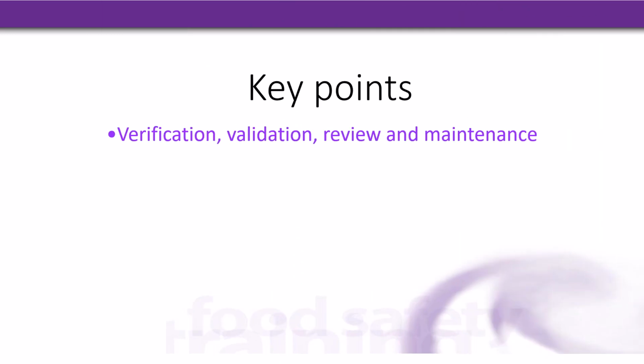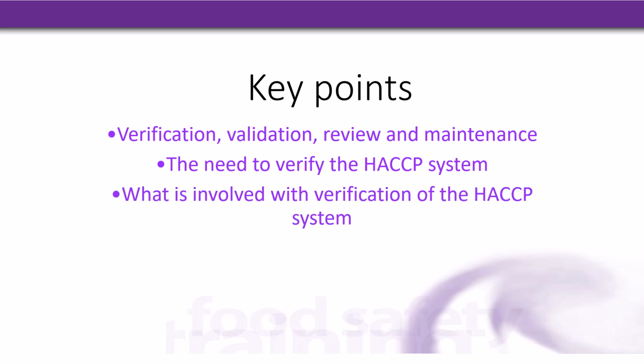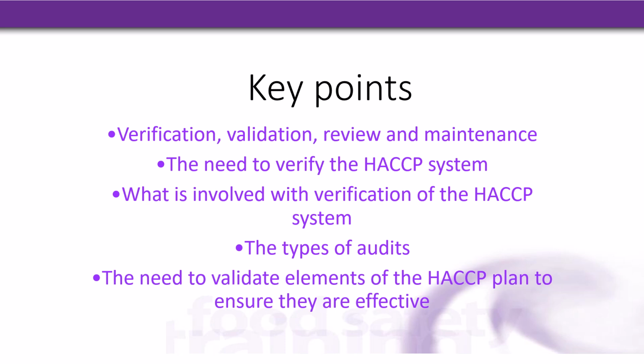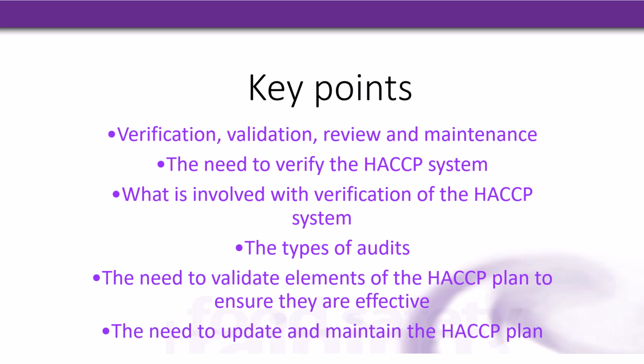So key points, we looked at verification, validation, review, and maintenance. The need to verify the HACCP system, at least annually. What is involved with verification of the HACCP system? The types of audits. The need to validate elements of the HACCP plan to ensure they're effective. And the need to update and maintain the HACCP plan.